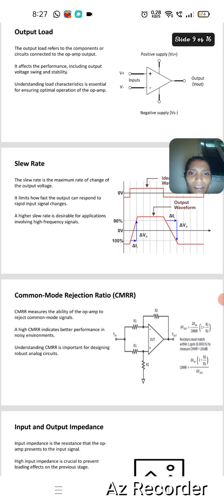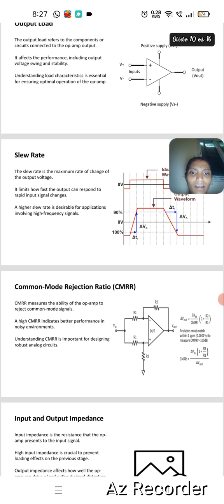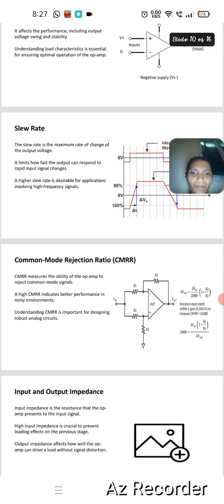Slew rate. The slew rate is the maximum rate of change of the output voltage. It limits how fast the output can respond to rapid input signal changes. A higher slew rate is desirable for applications involving high frequency signals.